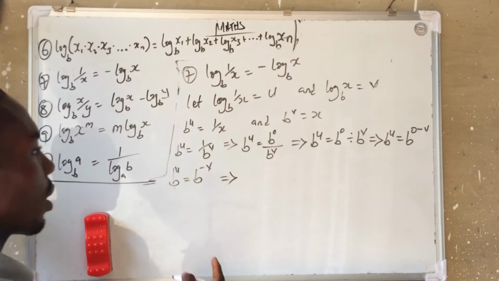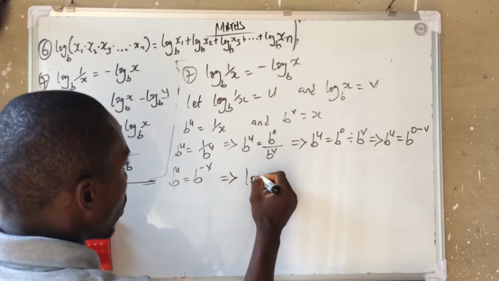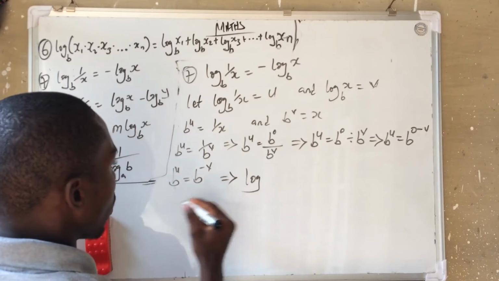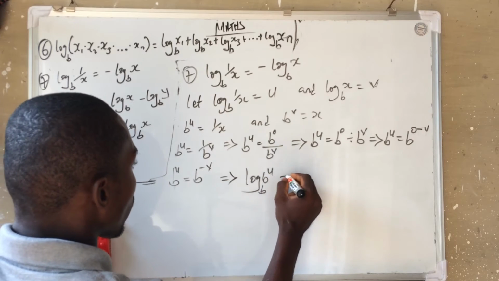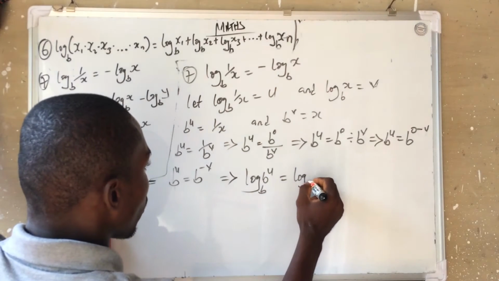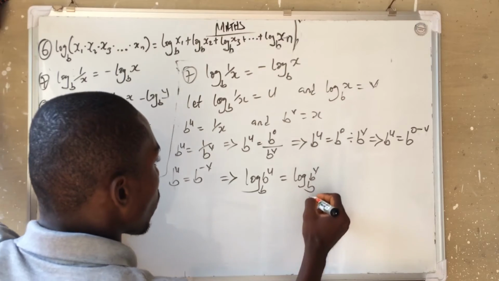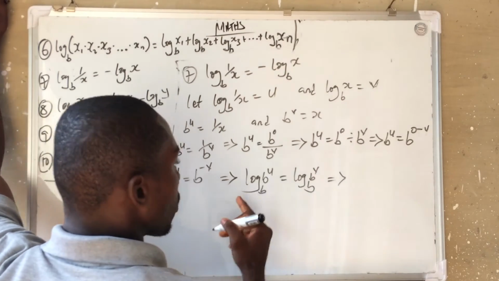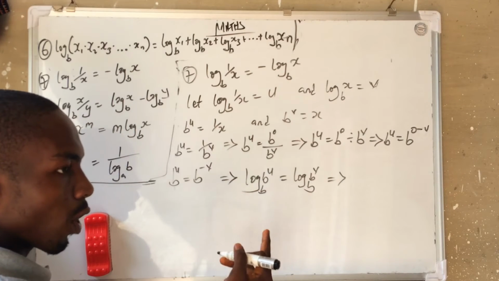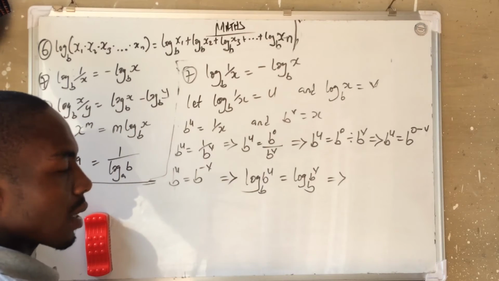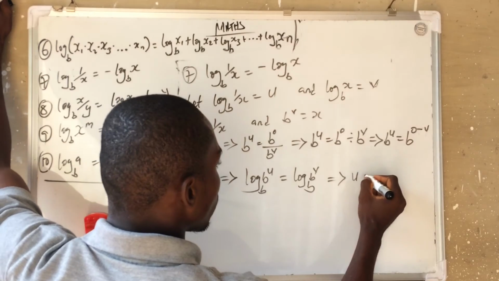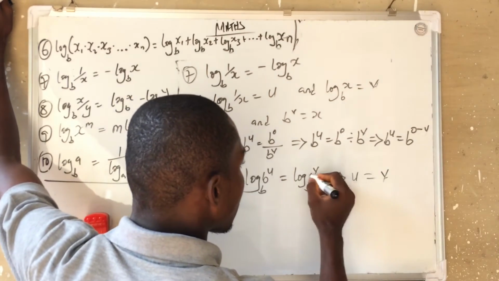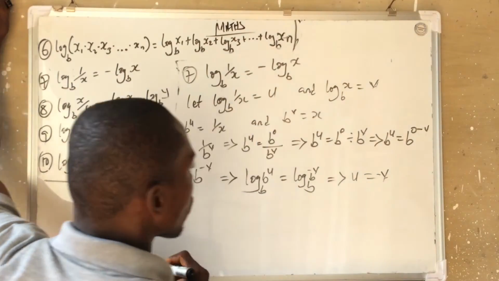Since they have the same base, you can now take the logarithm to the same base of both sides. Log of b raised to the power u is equal to log of b raised to the power negative v. So now this will give us that, remember, log of a number to the base of that same number is 1. So we can now say that u is equal to negative v.